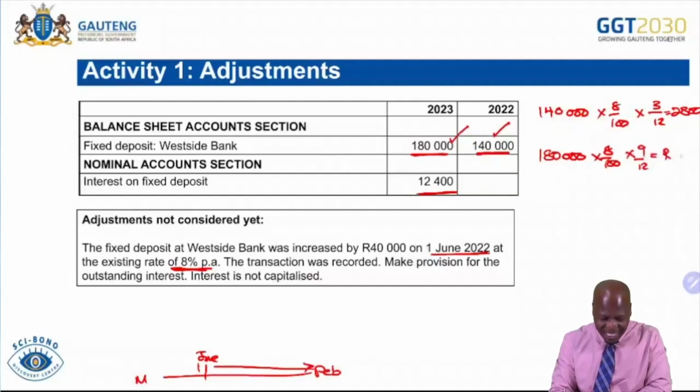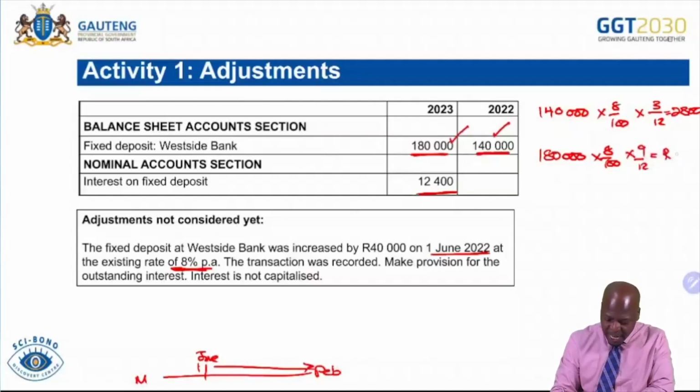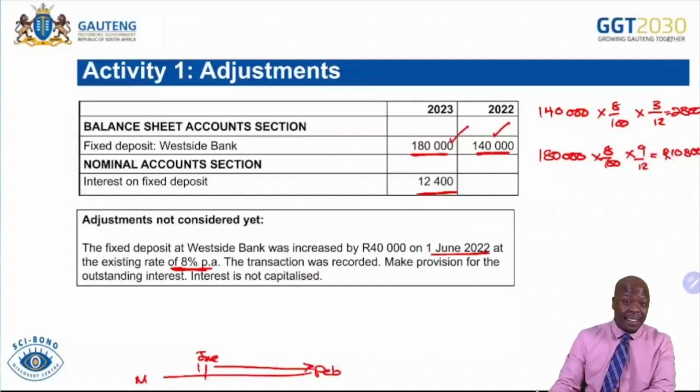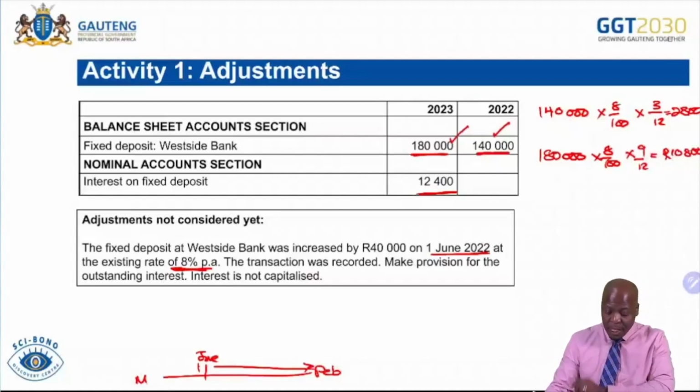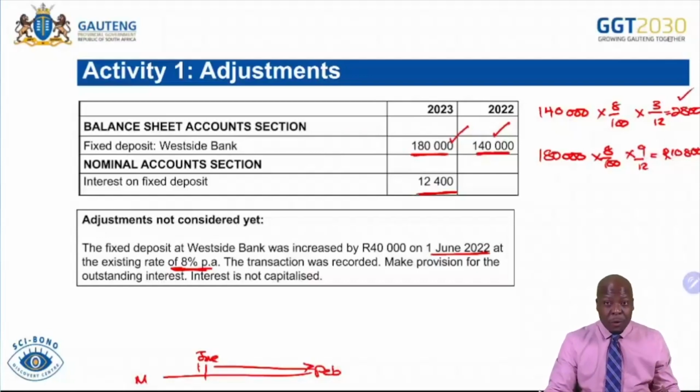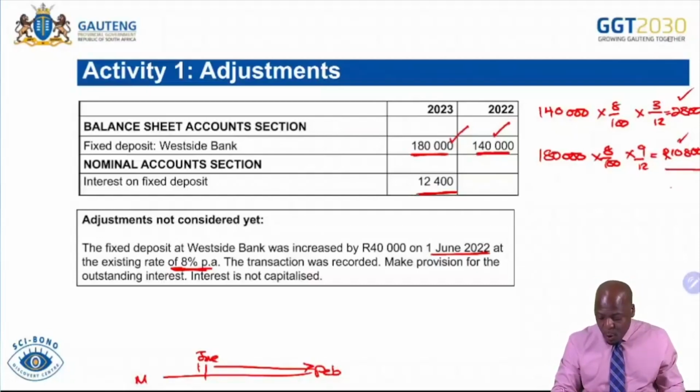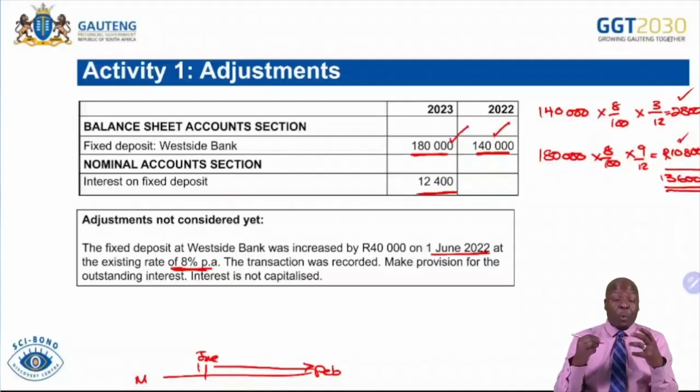Okay, let's see again those calculators quickly. How much do you get? Thank you. 10,800. Therefore, for the first 3 months, we earned interest of 2,800. For the next 9 months, we earned interest of 10,800. For the entire year, we have earned interest of 13,600. This is the total interest that we've earned in this financial year.